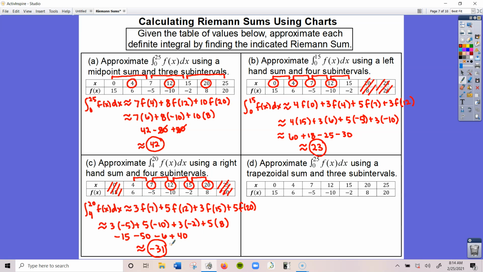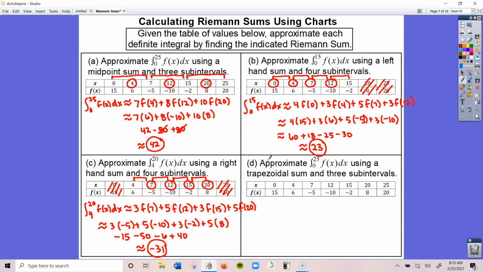Now, the way that this works, and we'll examine this a lot more later, the way that you get a negative area is if the function is below the x-axis. So that area would be considered negative. And again, we'll examine that later on.